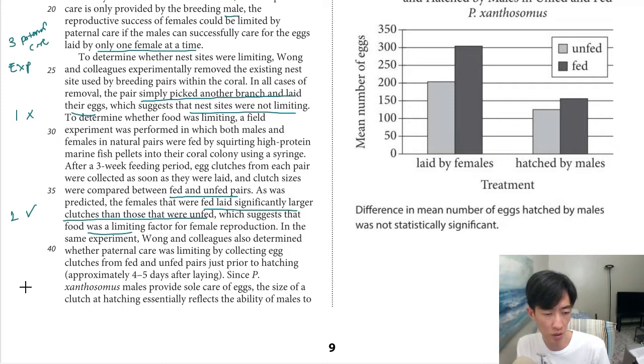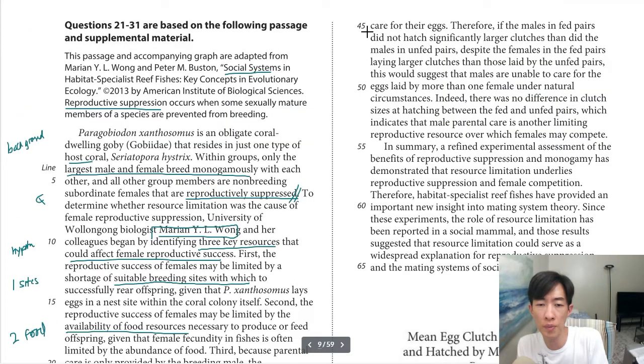And this concept was a little bit hard to understand. So if you look at line 43, it says, since P. xanthosomus males provide sole care of the eggs, the size of a clutch at hatching essentially reflects the ability of males to care for their eggs. So I guess that basically means that like the bigger it is, the better the male was able to care for the eggs. So again, they're comparing the fed pairs to the unfed pairs, and the idea is, line 45, if the males in fed pairs did not hatch larger clutches than the males in the unfed pairs, despite the females laying larger clutches in the fed pairs, that would suggest that the males were unable to care for the eggs laid by more than one female under natural circumstances.